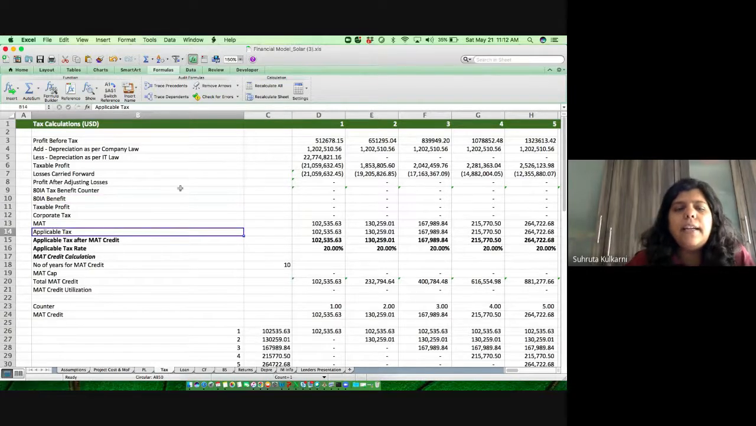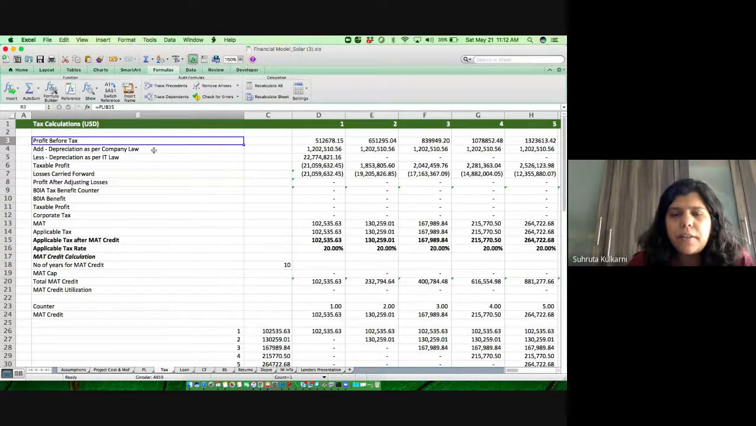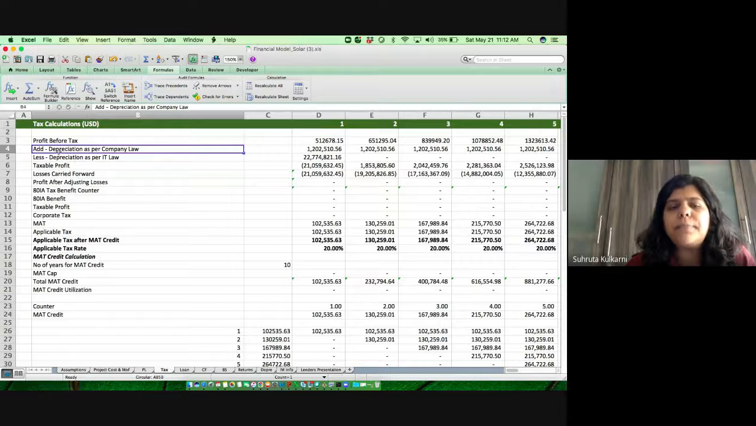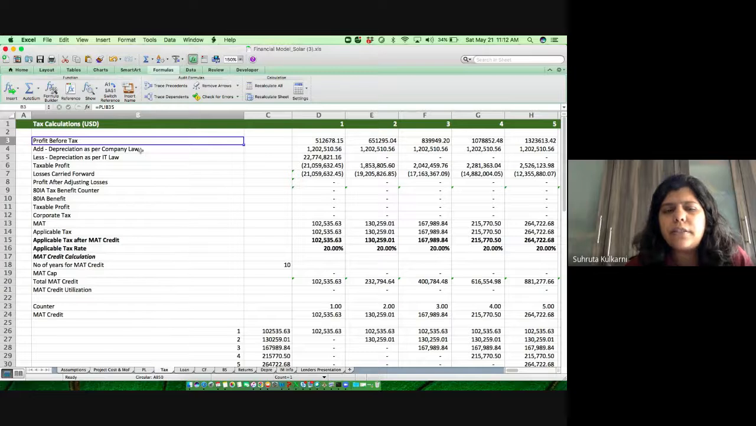Then there are tax calculations. Again, as I said, for the tax calculation, you need to consider the depreciation regulations. So here I am adding the depreciation as per company law and reducing depreciation as per the IT law, because if I have to pay income tax to the income tax authority, I need to take care of their rules and regulations. Or you can simply start from EBITDA also, and you can start from here also. But for the ease of building the financial statements, I've started from PBT.